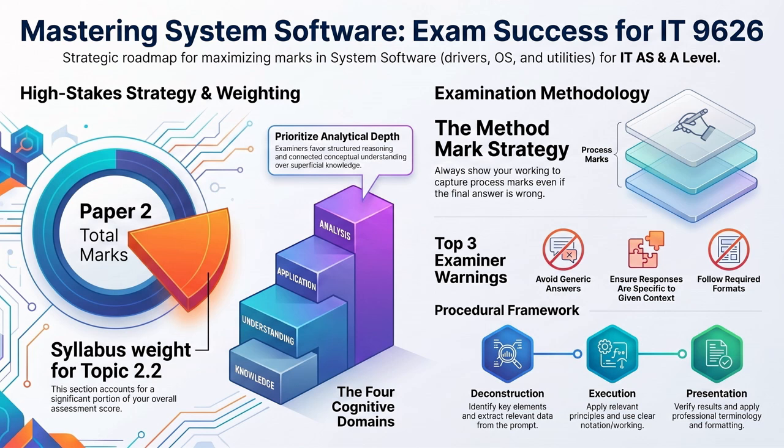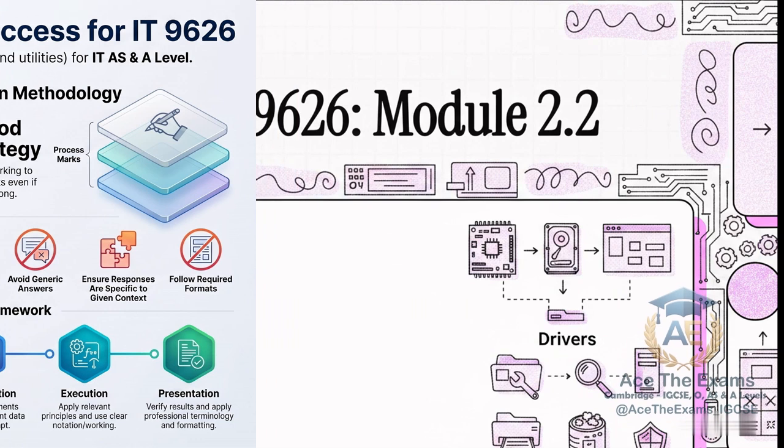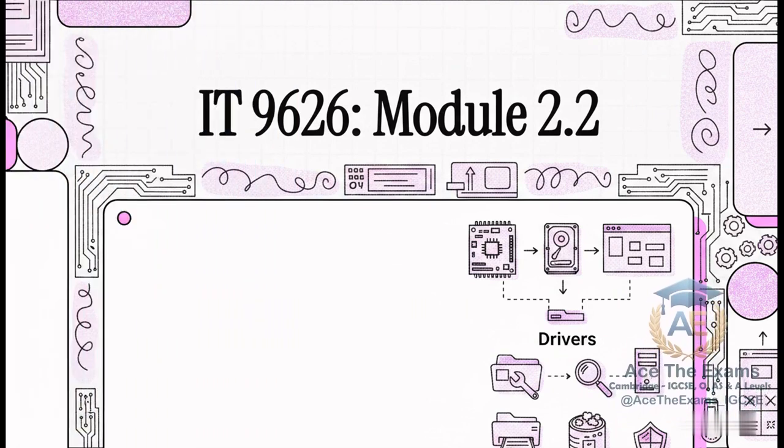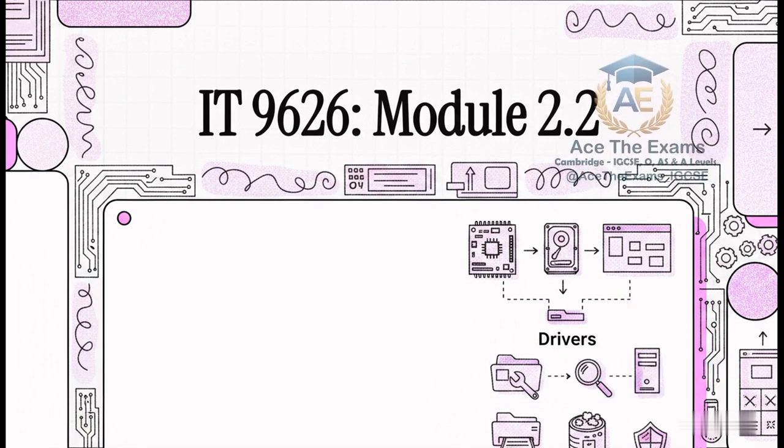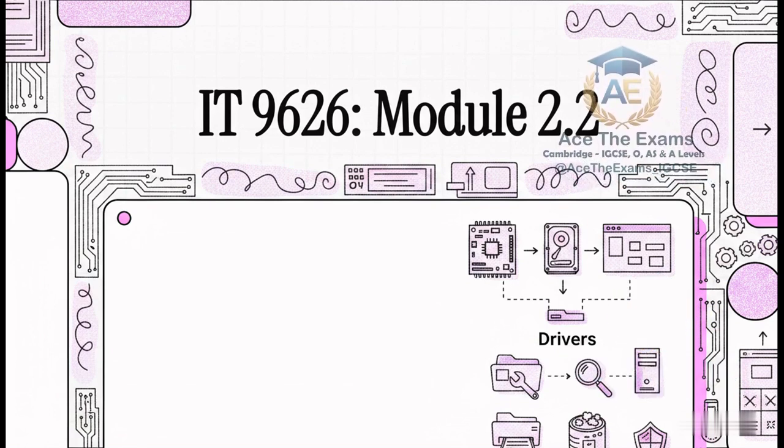I am absolutely thrilled you're here with us today because we are tackling one of the most critical, yet somehow most frequently misunderstood sections of the entire Cambridge AS and A-Level IT syllabus. Today, we are putting Module 2.2 for Syllabus 9626 squarely under the microscope. We're talking system software, device drivers, operating systems, and utilities.